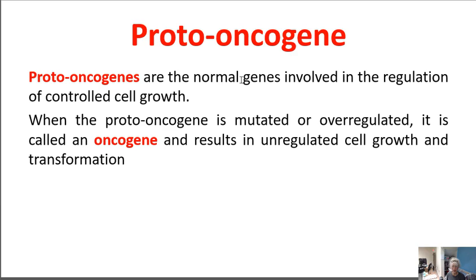A proto-oncogene is a normal gene involved in the regulation of controlled cell growth, like your TP53, your retinoblastoma gene. When the proto-oncogene becomes mutated or overregulated, it's called an oncogene, and it results in the unregulated cell growth and transformation.